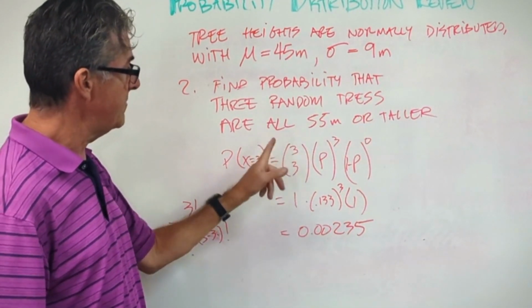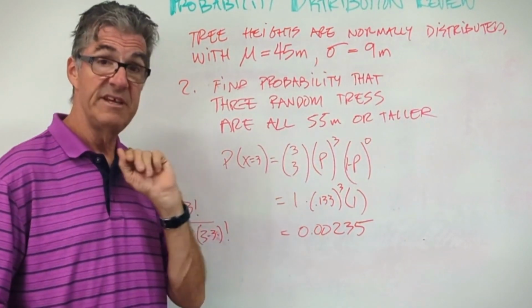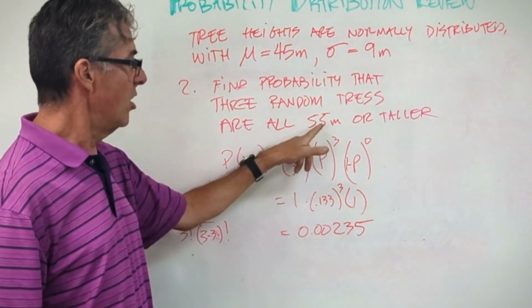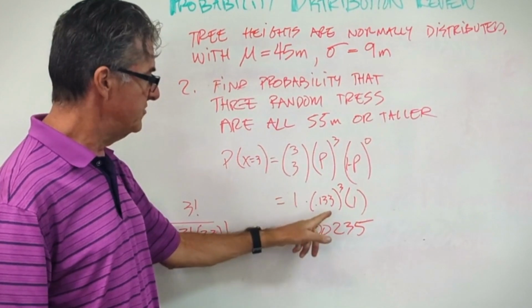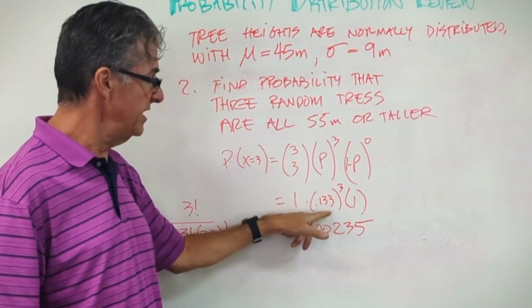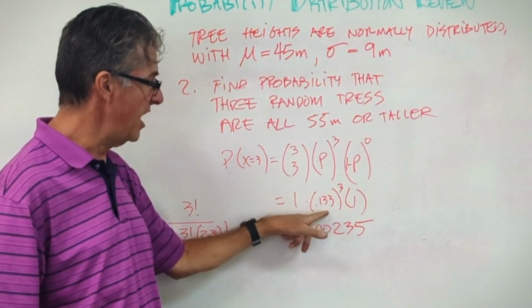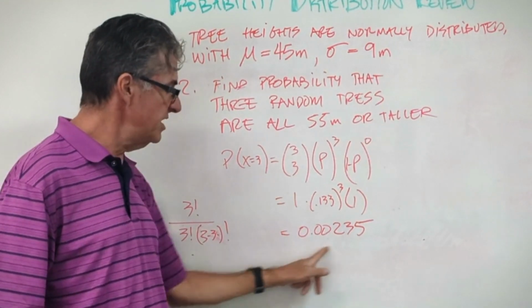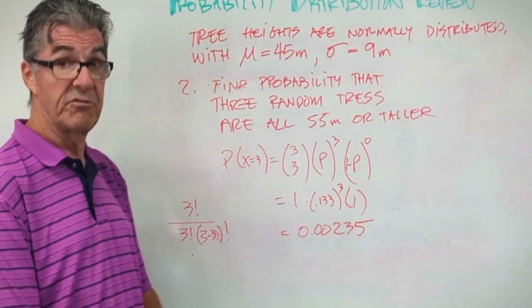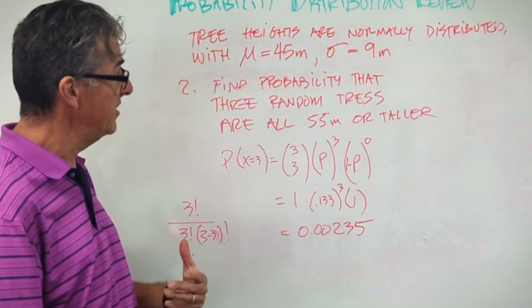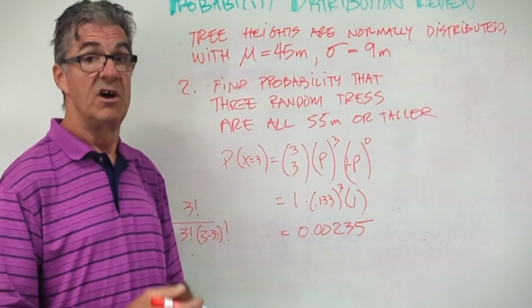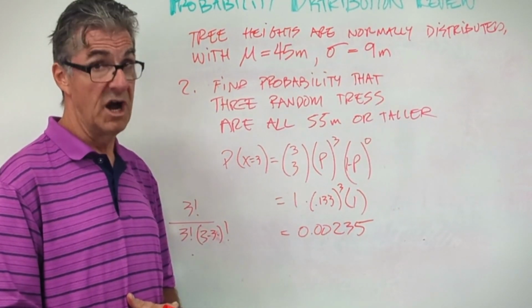So really, our probability that 3 randomly selected trees are all 55 meters or higher is really just going to be that first probability that 1 tree is that high, raised to the 3rd power, which gives us 0.00235 for the probability that 3 randomly selected trees will all be 55 meters or higher.